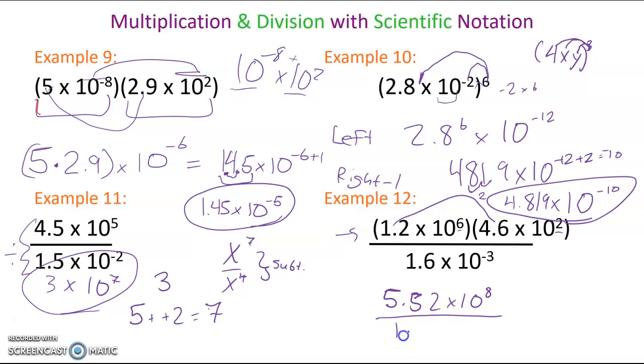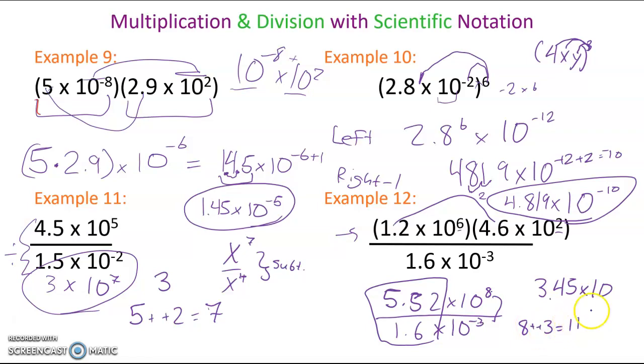And then over 1.6 times 10 to the -3. These numbers out front here, I'm going to divide. So 5.52 divided by 1.6 gets me 3.45. Times 10, and then the exponent, 8 minus this one. So 8 minus a -3 gets me +11. So it's going to be 10 to the 11th power. All right. So again, simplify the multiplication first, then divide.